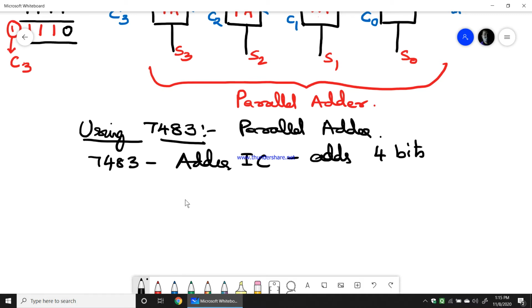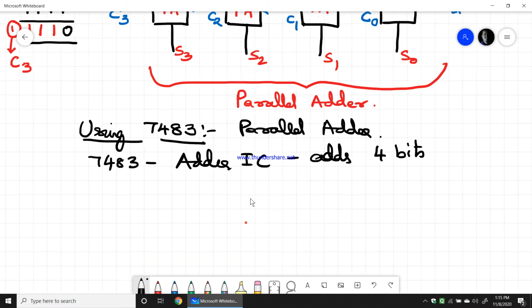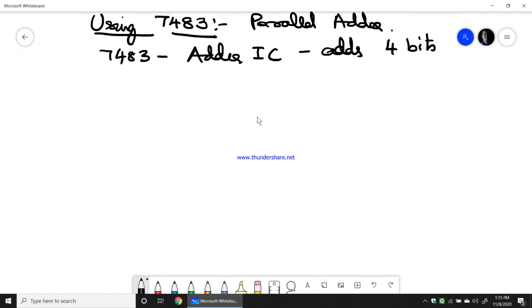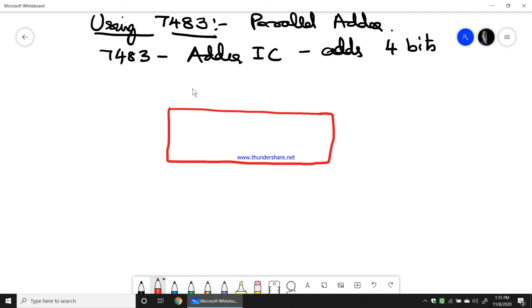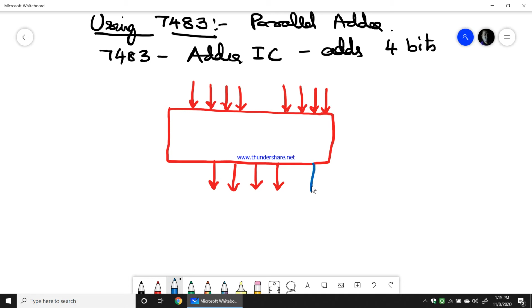Okay. So therefore I'll just write the structure of 7483. What would be the inputs and how will be the output. So this is the IC where I will have 4 inputs here, the other 4 inputs here, and I will have 4 outputs. Along with this I will have another output and I will have another input here.